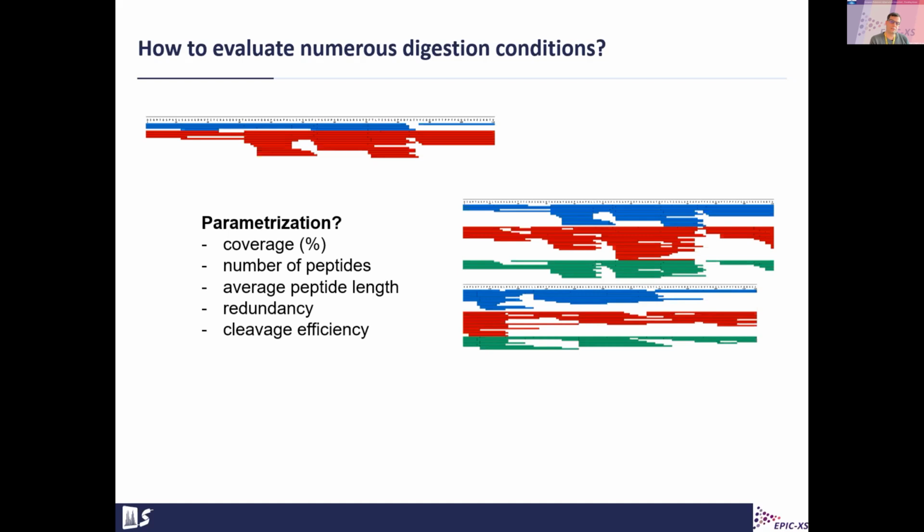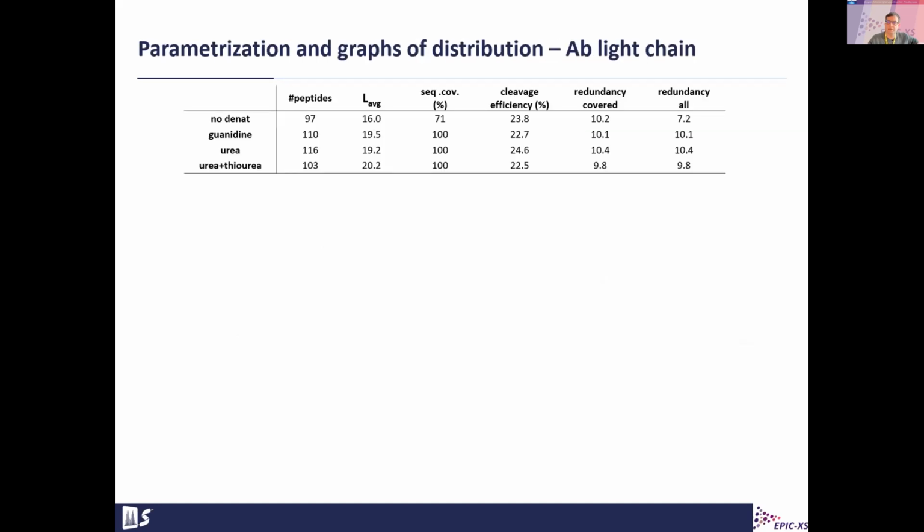We also use sort of parameterization in the field. So we usually refer to sequence coverage. We always want that full. We also refer to average peptide length and the redundancy, that means how many times we are covering each residue. So let's now have a look how that works with the light chain of an antibody.